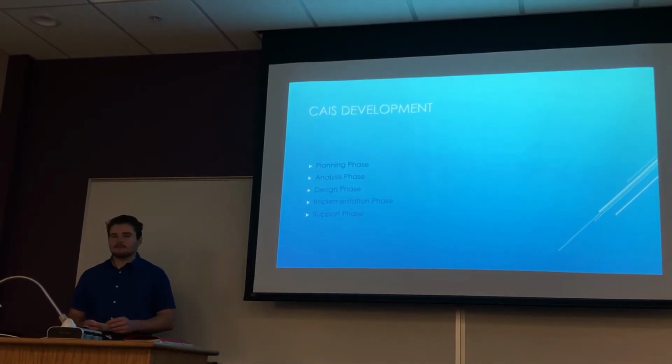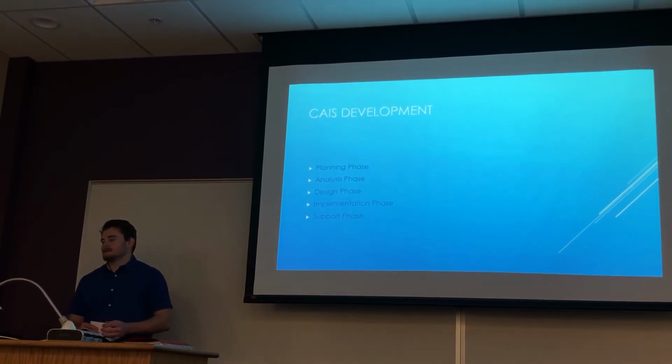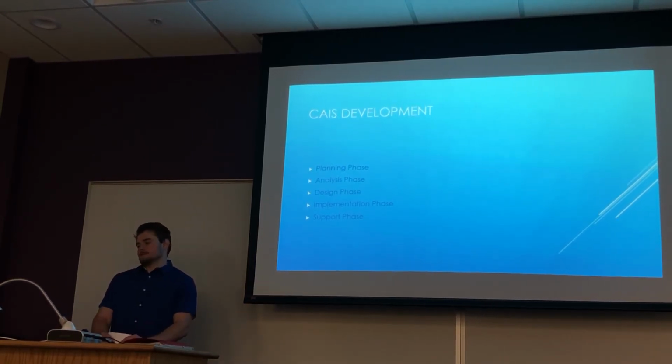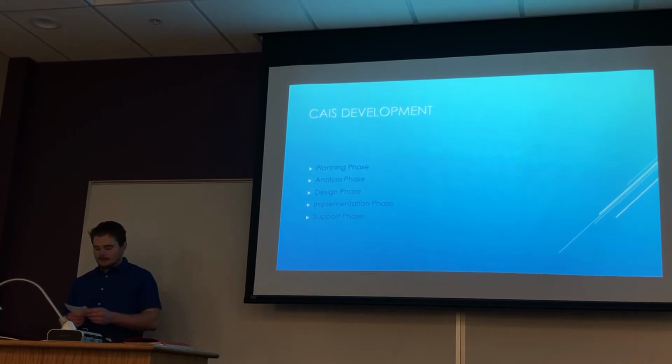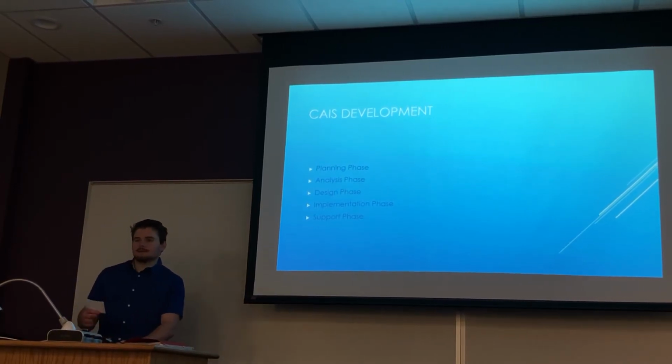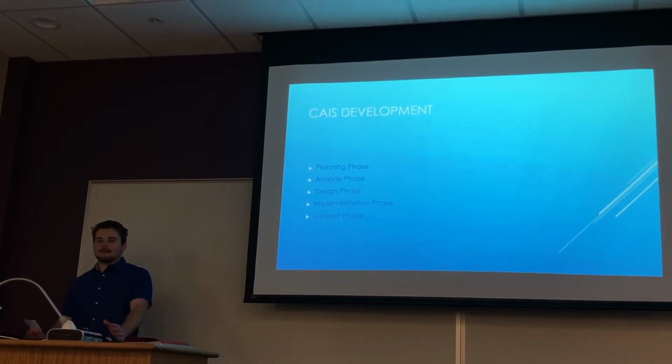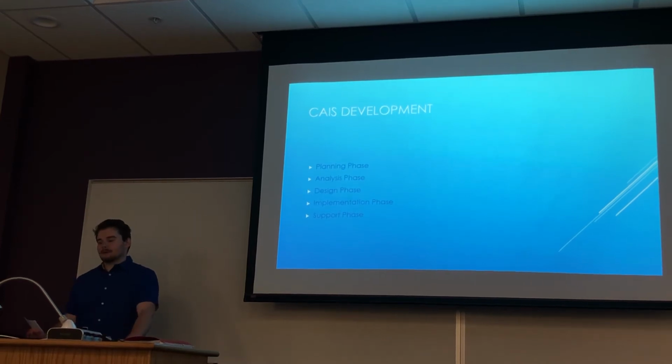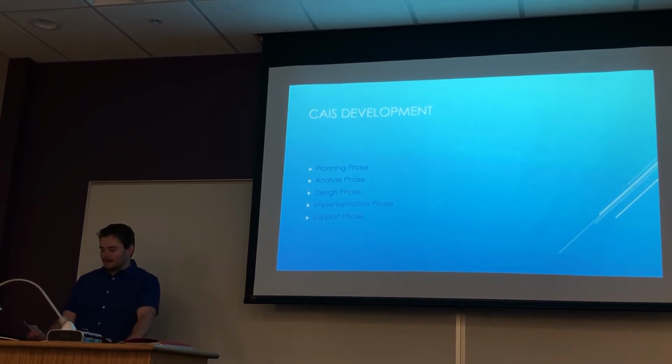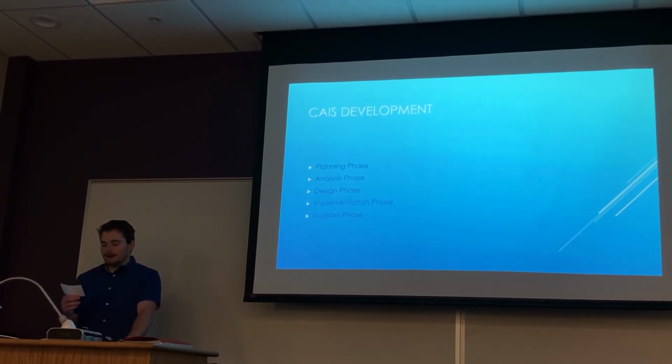So the development of a cost accounting information system goes through many different phases. The first is the planning phase. The planning is kind of looking at the end goal and saying, how are we going to get there? So it consists of the planning of the project. Management takes a look at the scope and objectives of the project and how they plan to accomplish it.